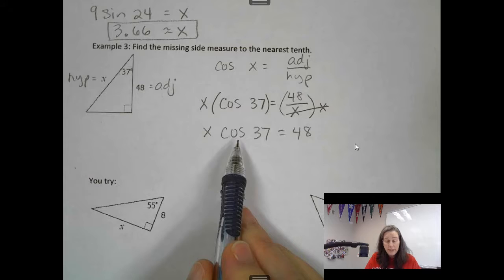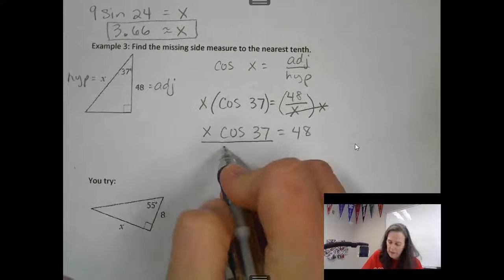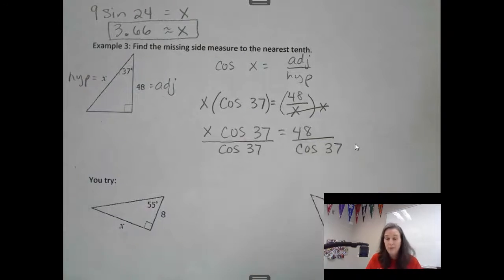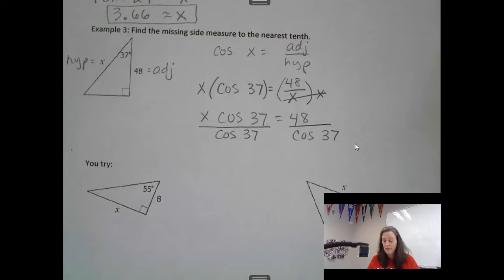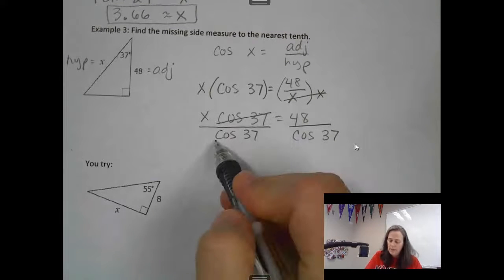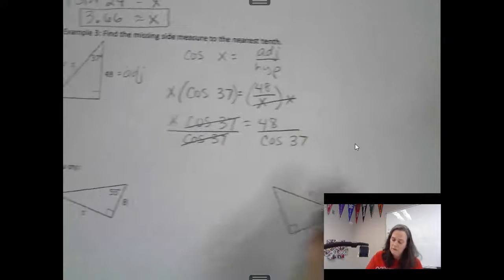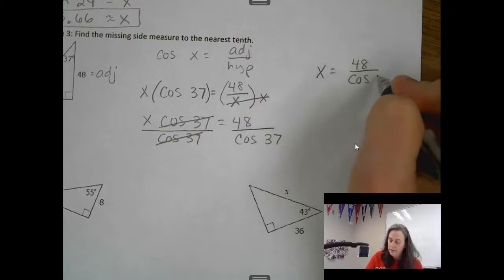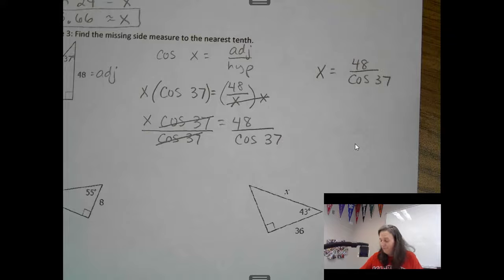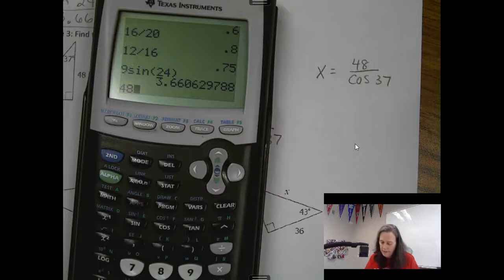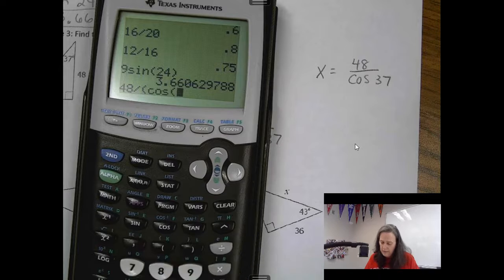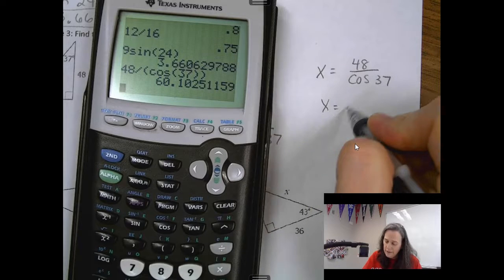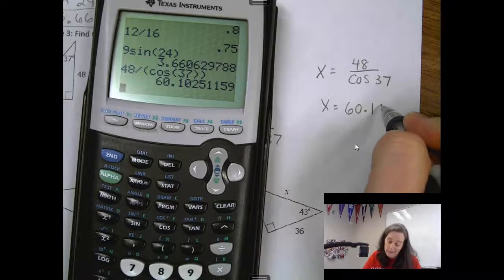And x is multiplied by the cosine of 37. We just want x by itself. So let's divide by the cosine of 37. Got to do it to both sides, right? In algebra, it's all about keeping it equal on both sides of the equal sign. So x equals 48 divided by the cosine of 37. Now you pull out your calculator. 48 divided by cosine of 37 is 60.10. I'll put a 0 there.